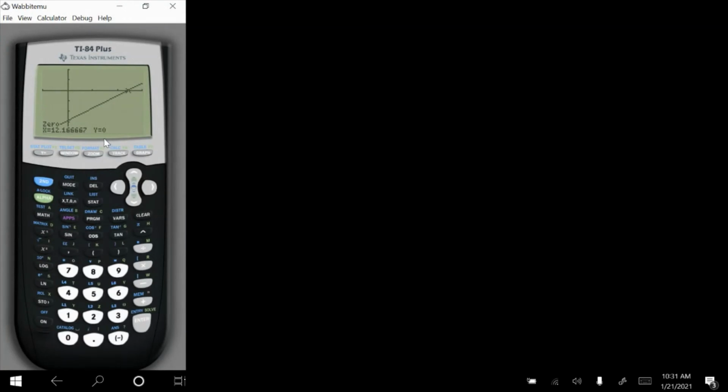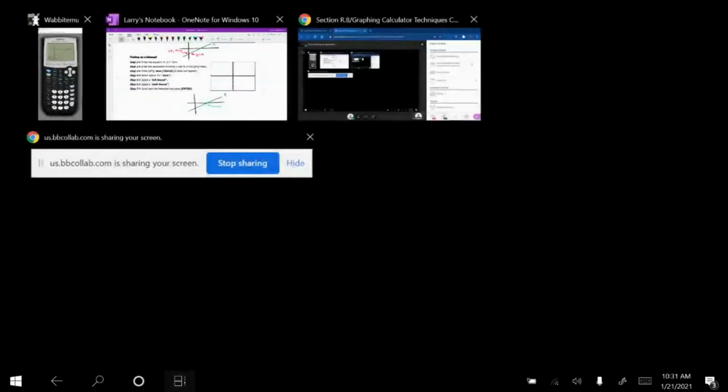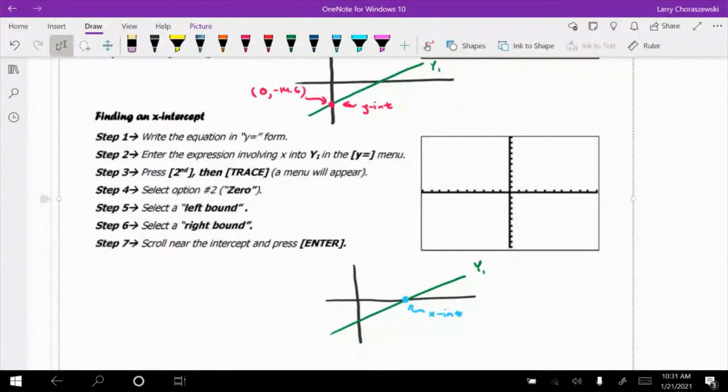So Sarah, let me know if you get those values, and we'll move on. Sweet. All right, anybody else getting something different or an error message or anything before we continue? Alrighty. So on the notes, I'll just indicate that this is at roughly 12.17, comma 0.